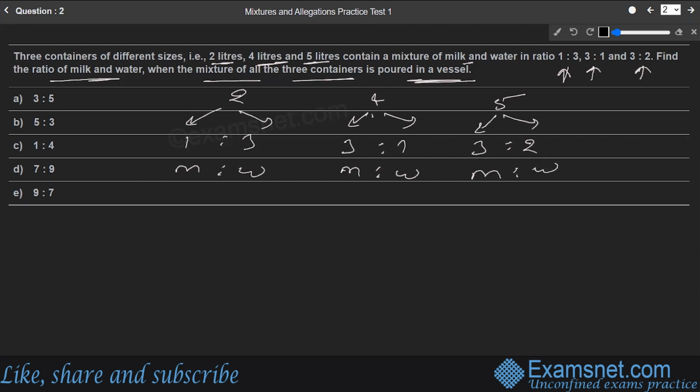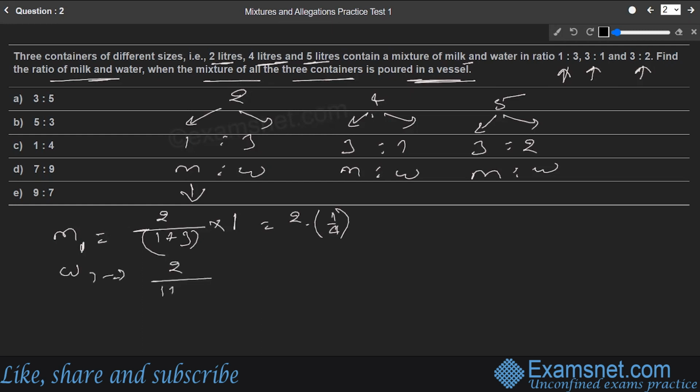So just for an example, how much will be the milk part in the first type of solution? What we can do is the milk part in the first type of solution will be 2 divided by 1 plus 3, into 1, that is nothing but 2 into 1 by 4. So this is how we can find out the parts of each and every value. So the water part in the first solution will be 2 divided by the sum of ratio terms, into the water part value, that is 3, which is nothing but 2 into 3 by 4.